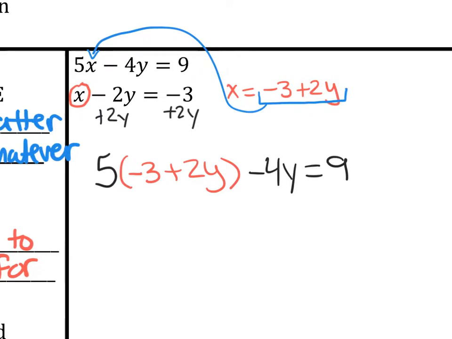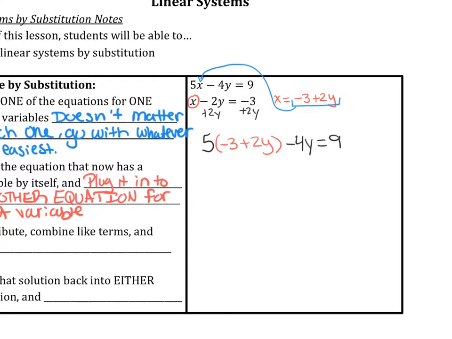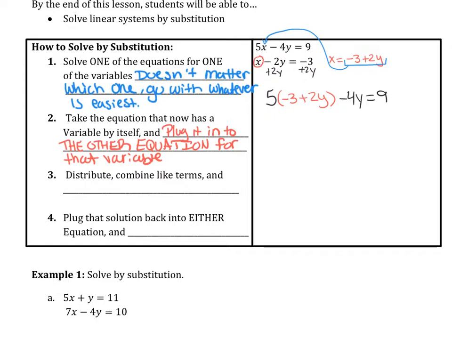Okay, any questions this far? So we're just plugging x into parentheses right where x is in the other equation. Make sure you don't forget everything else that's happening too, like the minus 4y and the equals 9. Okay, so now what we're going to do is step 3. We're going to distribute, combine like terms, and solve for the variable.